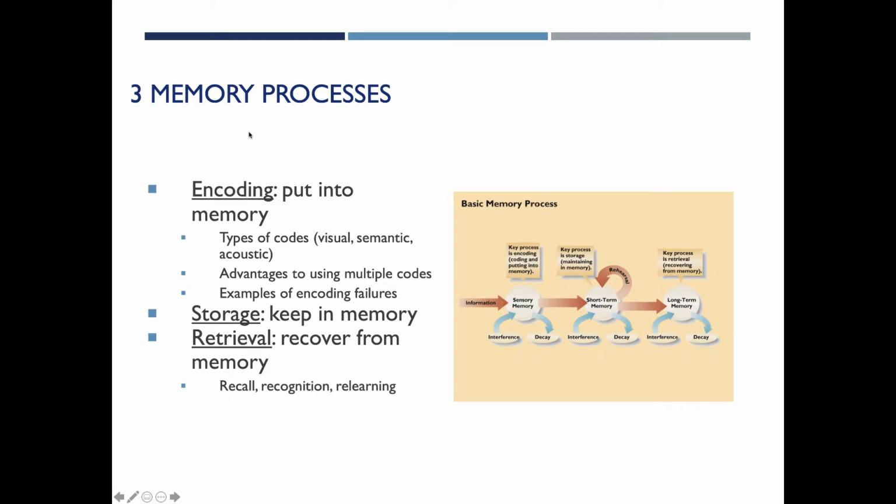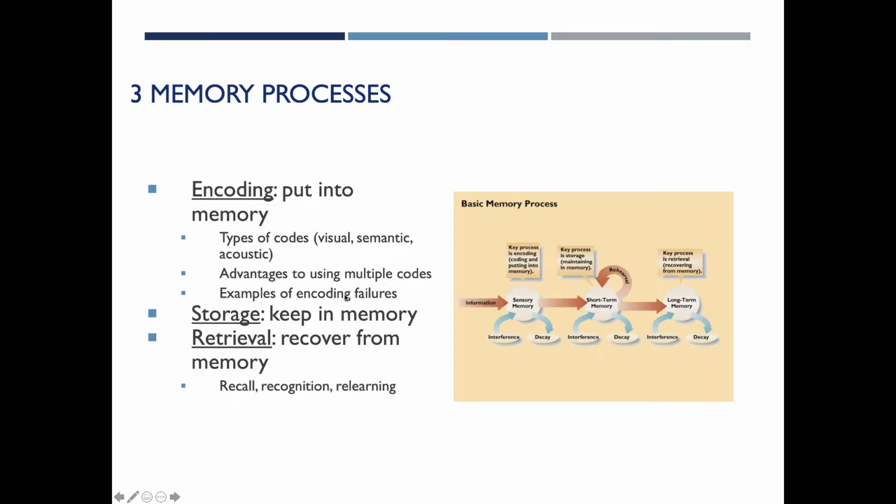The processes fall into three categories. Encoding means taking information and putting it into memory. And you could do that with a visual code, imagining what it looks like, with a semantic code, which is sort of the meaning of the information, or acoustic, what it sounds like. Of course, anytime you're learning something, there's an advantage to using more than one code.